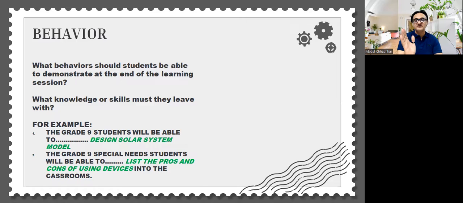List pros and cons. Okay, so first you have to identify who your audience is. Second, what behavior you want to change. Okay, what skills you want to change. Okay, what you are expecting them to demonstrate at the end of the session. So two components have been done.